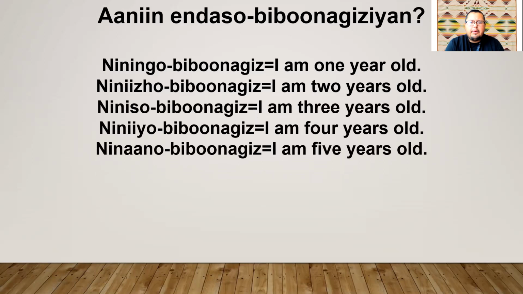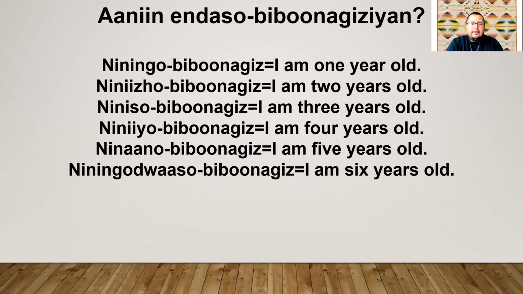Next one we have Nenano-biboonagiz. Nenano-biboonagiz, I am 5 years old. And this is right around the age where children begin to comprehend, they begin to learn, and then they begin to speak more often as they start putting things together as they get into our kindergarten years. 4-year-olds, 5-year-olds, and 6-year-olds pretty much begin to comprehend what is being said and what you teach them. They're just like little sponges in their head. So, Nenano-biboonagiz, I am 5 years old.